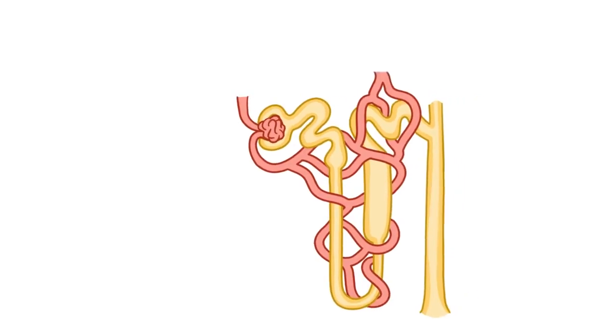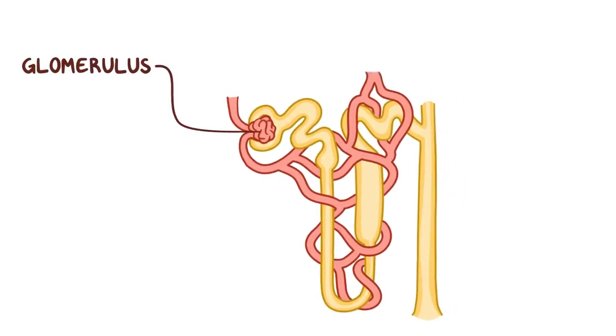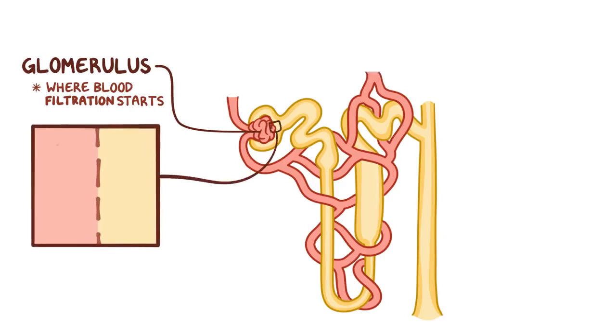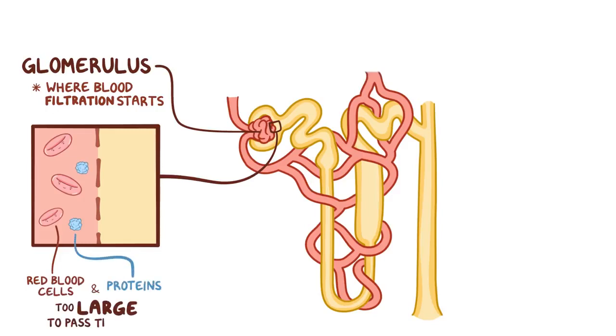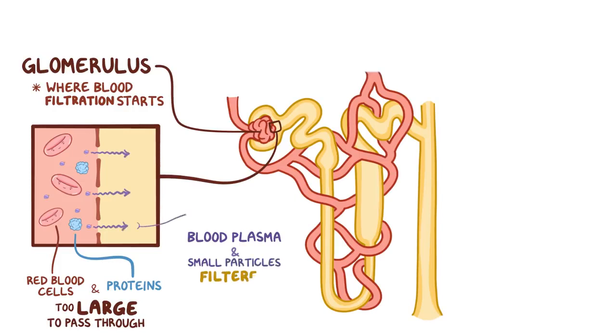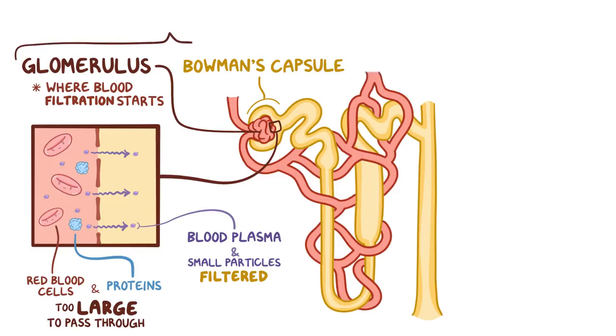Each nephron is made up of the glomerulus, or a tiny clump of capillaries, where blood filtration begins. These capillaries have very thin walls and they act a bit like a coffee filter. Red blood cells and proteins that are large stay in the capillaries, whereas blood plasma and smaller particles get filtered out. This filtrate, called tubular fluid, collects in a cup-shaped structure containing the glomerulus called the Bowman's capsule. Together, the glomerulus and the Bowman's capsule make the renal corpuscle.